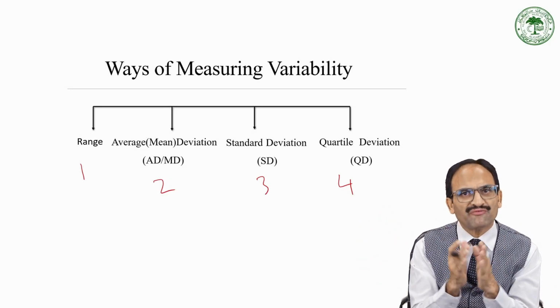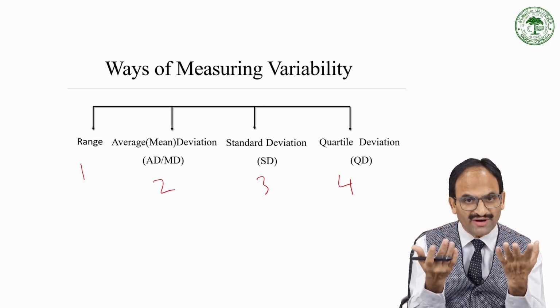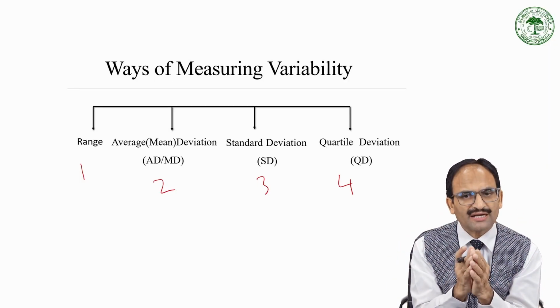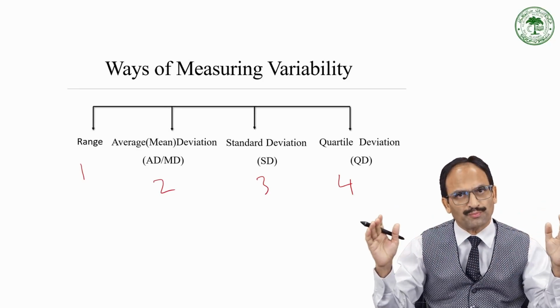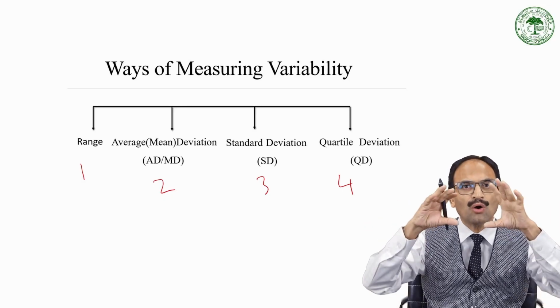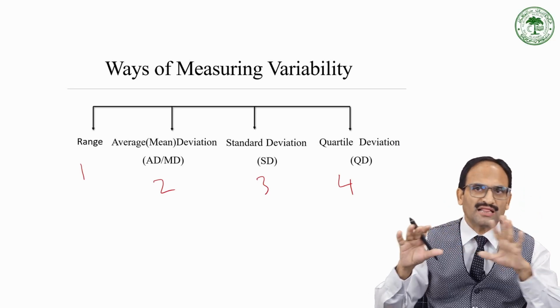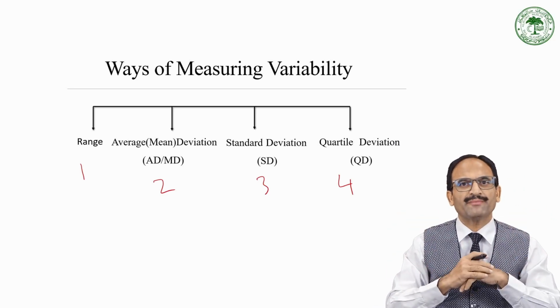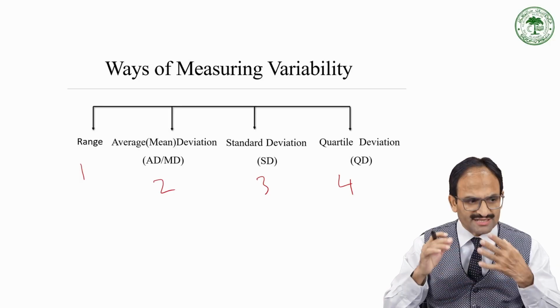So, their way of calculation is different. How we calculate might differ, but all of them tell the same thing, that how diverse is the group, whether there is homogeneity or heterogeneity in the group, or how spread is the data set. It is told by all the four. So, at this juncture of time, let us discuss about the first measure of variability, that is the range.